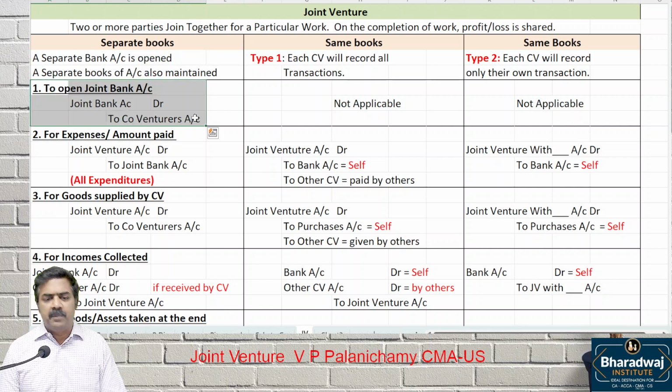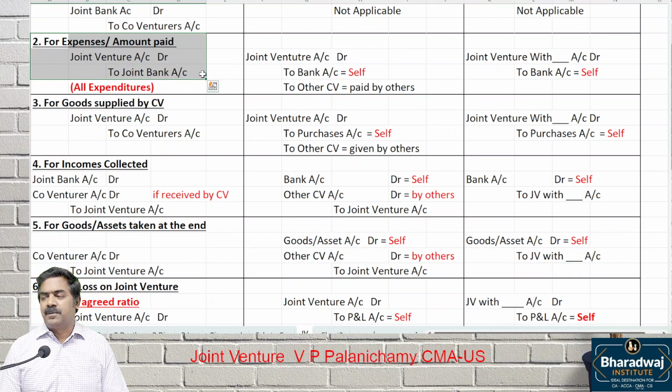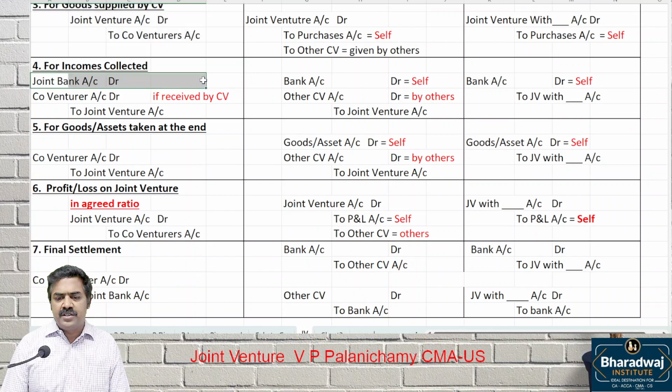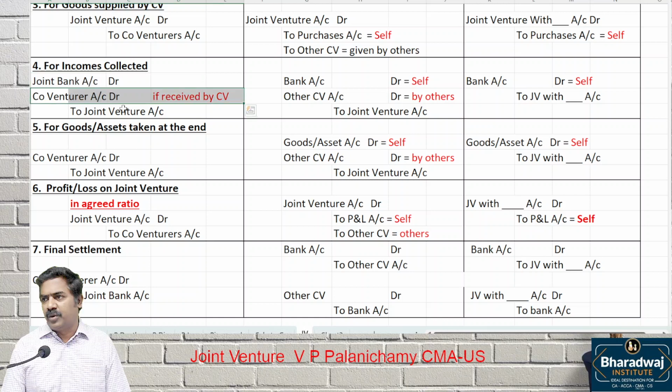For opening bank account, what is the entry we learned? Bank account debit to co-venturer's account. Then for the expenses paid out of joint bank account, joint venture account debit to joint bank, any expenditure. For goods supplied by co-venturer, what is the entry we pass? Joint venture account debit to which account? Co-venturer's account. Any income collected through bank, joint bank debit. If anything collected by co-venturer, co-venturer account debit to which account? Joint venture account, like that.